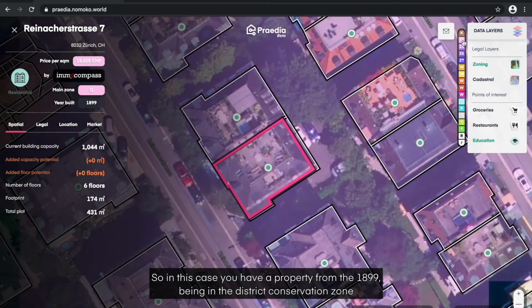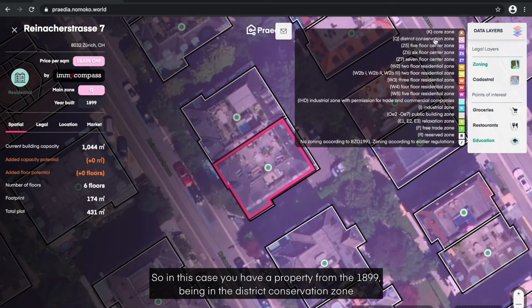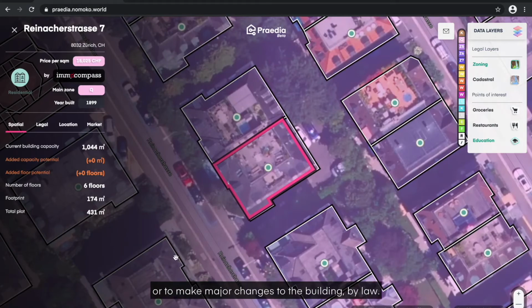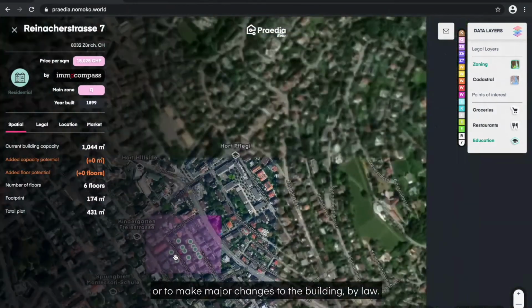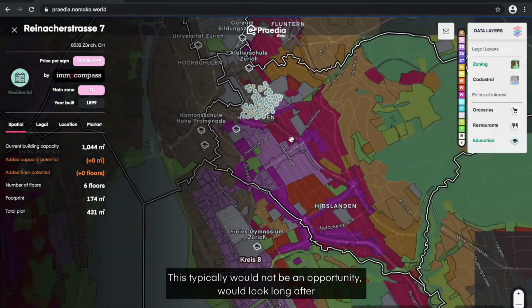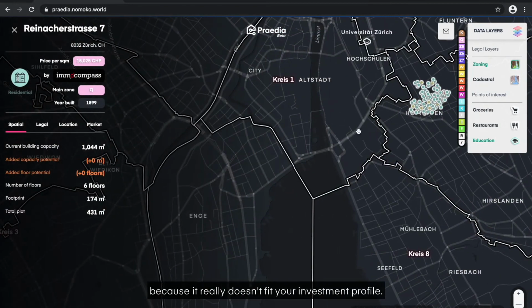So in this case, you have a property from 1899, being in a district conservation zone, already having all the floors built, probably very difficult to renovate or to make major changes to the building by law. This typically would not be an opportunity you would look long after, because it really doesn't fit your investment profile.